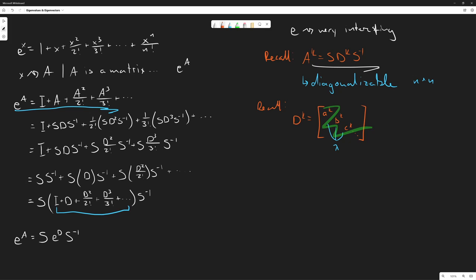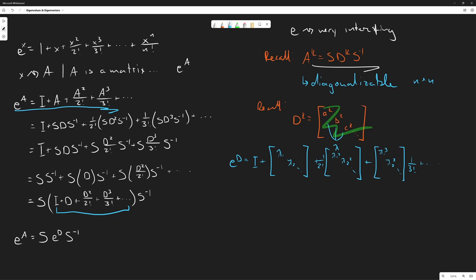So e to the D, if we know that D is a diagonal matrix, e to the D will simply be equal to our identity matrix plus our diagonal matrix, so it'll be lambda 1, lambda 2, and so on, plus lambda 1 squared, lambda 2 squared, and so on, times 1 over 2 factorial, plus lambda 1 cubed, lambda 2 cubed, and so on, over 3 factorial, and so on.